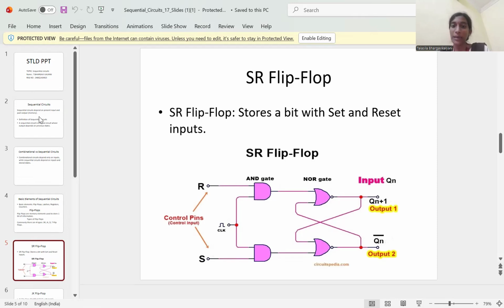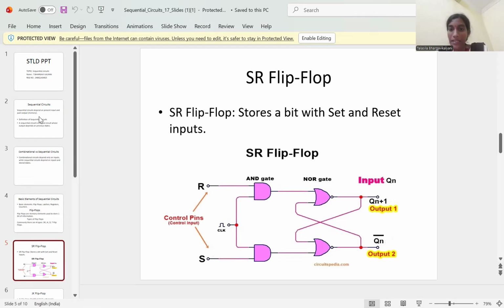Now, I am going to tell about the characteristic table. In the characteristic table, there are four columns: present input, present state, next state, and state. Present input means the inputs which we are giving now, and the present state represents Qn, that means the present output. And the next state represents the next output for the given inputs R, S and Qn. Now let us see the table.